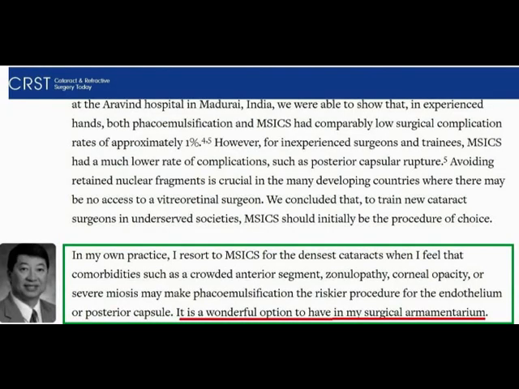Dr. David Chang MD from United States of America says, "In my own practice, I resort to manual small incision cataract surgery for the densest cataracts when I feel that comorbidities such as a crowded anterior segment, coagulopathy, corneal opacity, or severe miosis may make Phaco emulsification the riskier procedure for the endothelium or posterior capsule. It is a wonderful option to have in my surgical armamentarium."